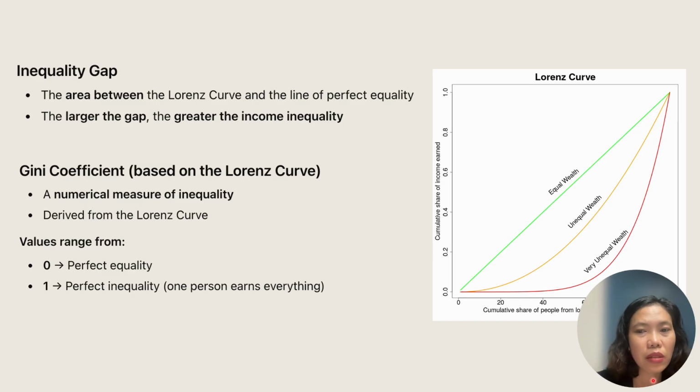So how does it relate to the Lorenz curve? It represents the area between the line of perfect equality, the 45 degrees, and the Lorenz curve. So the larger the gap, the larger the Gini coefficient. Why is the Gini coefficient important? It compares the income or wealth inequality between countries. It tracks changes in inequality over time, and it helps the government design redistribution and social policies.